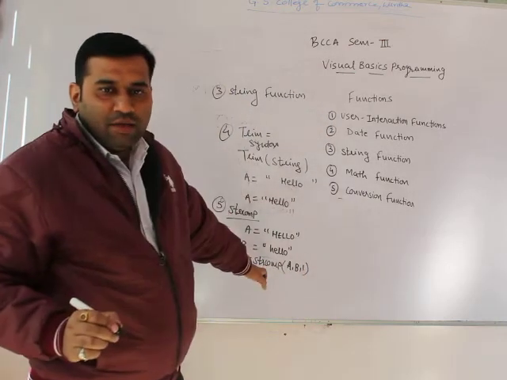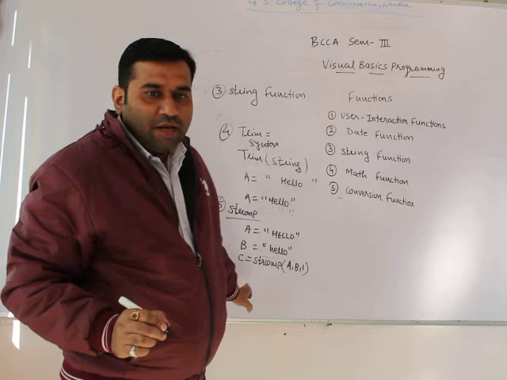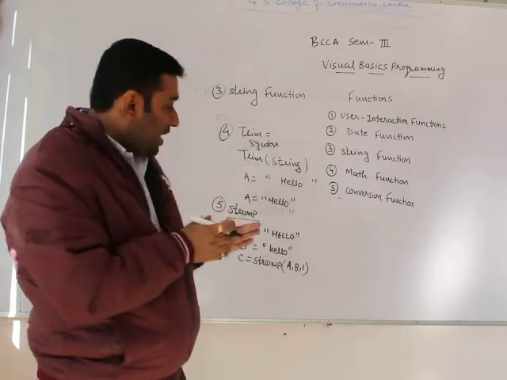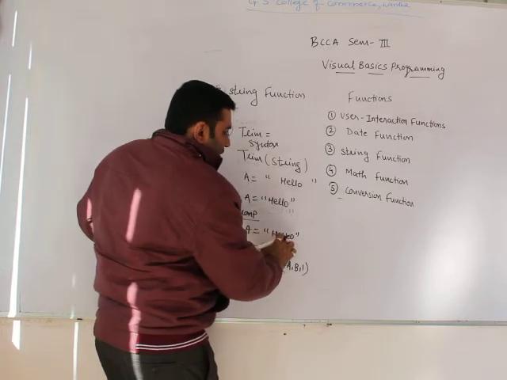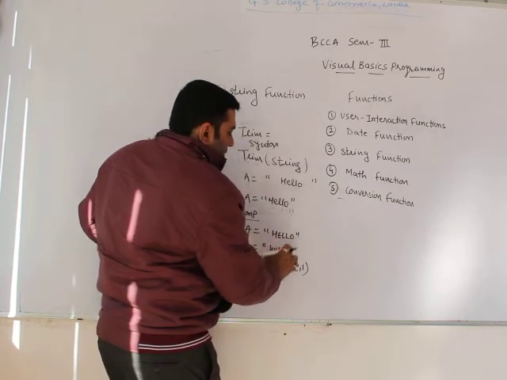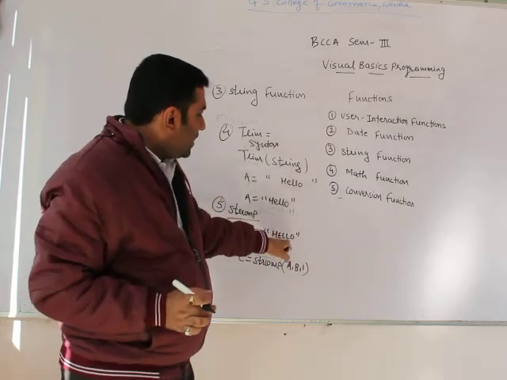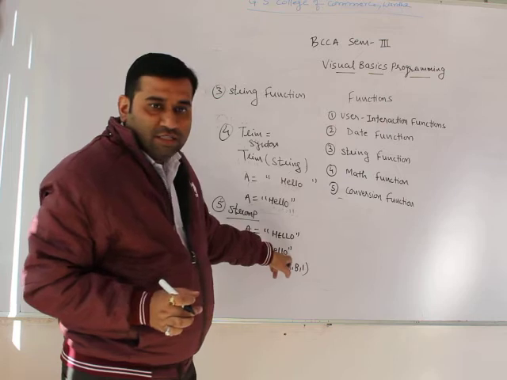A and B, and this function returns the value when both strings are equal. 1 2 3 4 5 and 1 2 3 4 5, they are both strings and their length is the same. Here the length is 5 and here the length is 5.